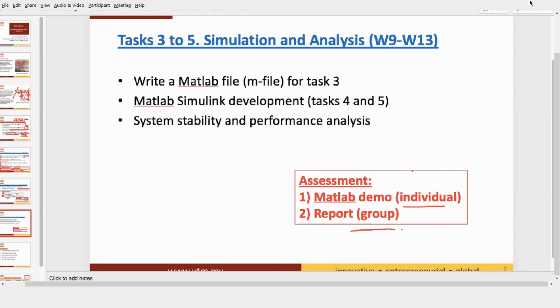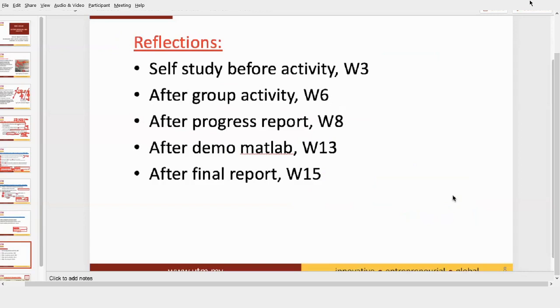So make sure that you understand MATLAB, so you get the marks for the individual. The report is a group report. A few reflections will be given, maybe just 1-2 short questions to make sure that you follow the case study. Before the activity, maybe in week 3, is self-study, so everybody thinks about the individual problems. After the group activity in week 8, after the progress report, you will know the whole system operation.